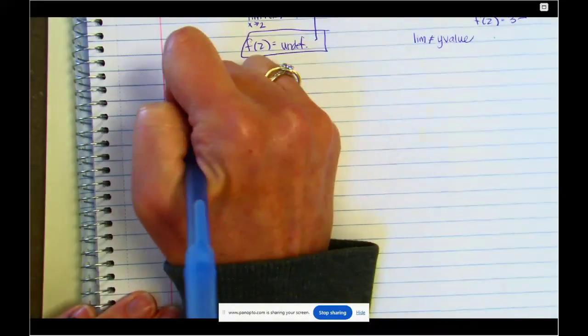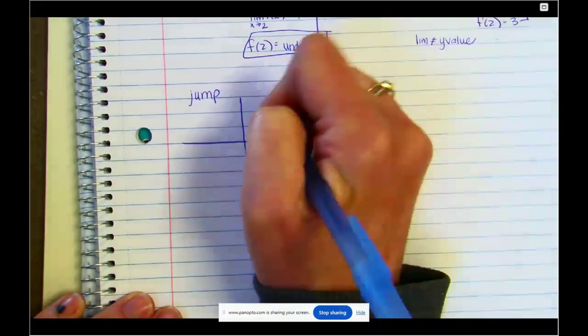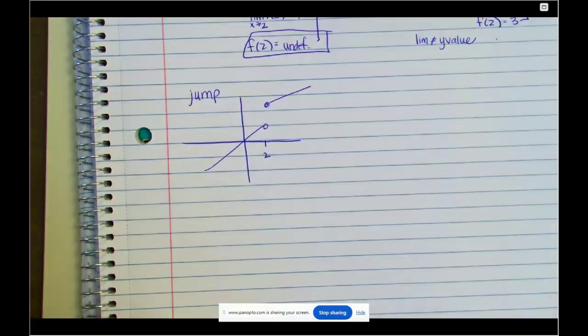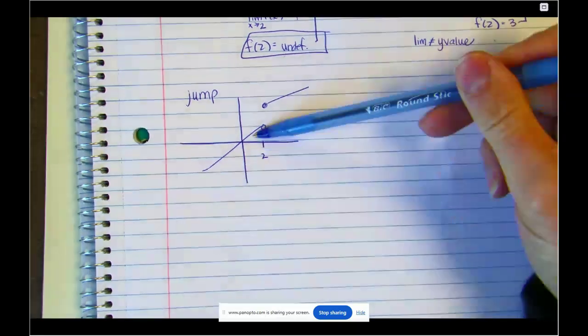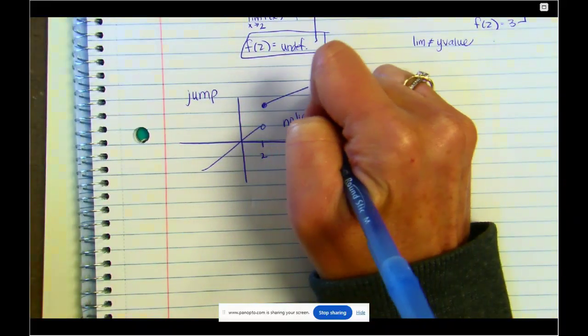Let's talk about a jump. We'll make them double open there. It doesn't really matter what the x value is. This is not continuous. I already told you it's a jump. But why? Looking at those 3 pieces, why is this not continuous? That doesn't have a limit. Correct. Because the limit from the left and the limit from the right are different. So because it does not have a limit, it's not continuous.